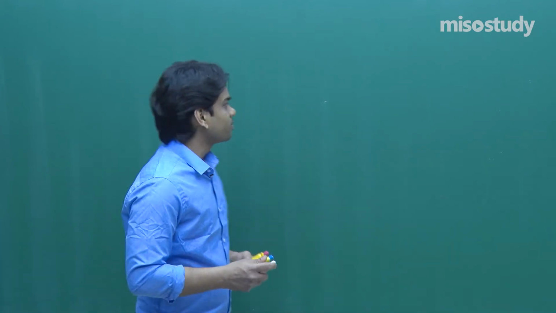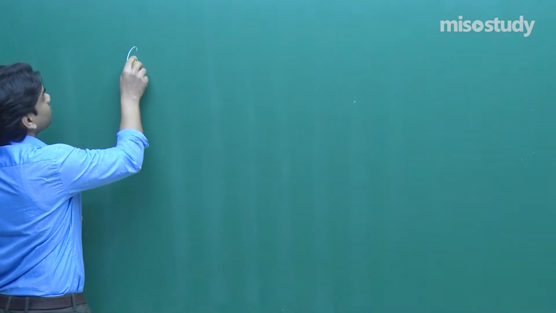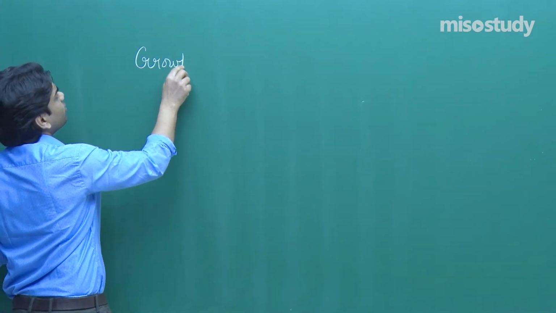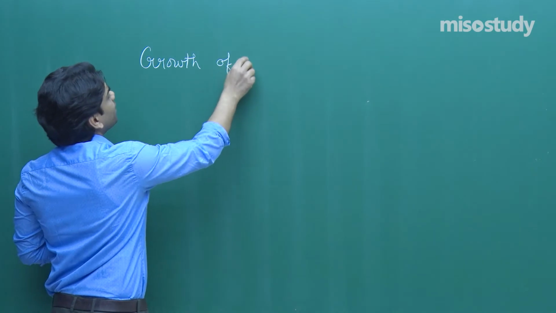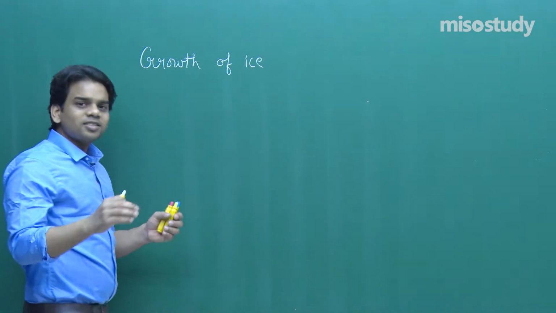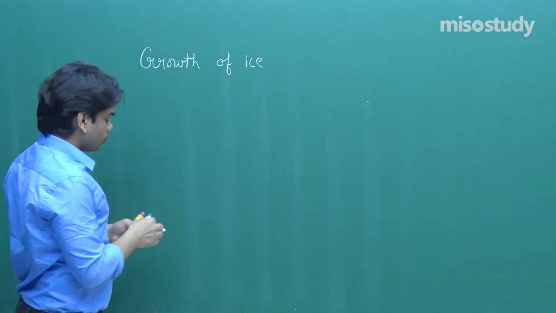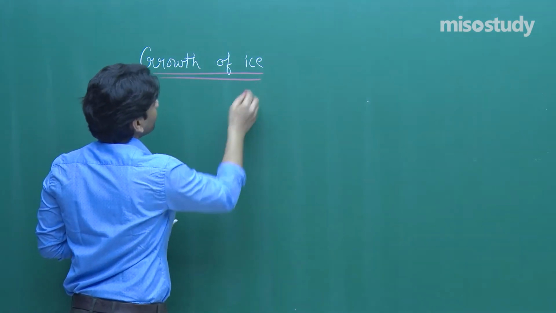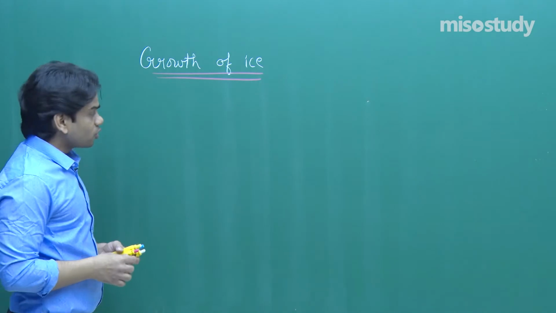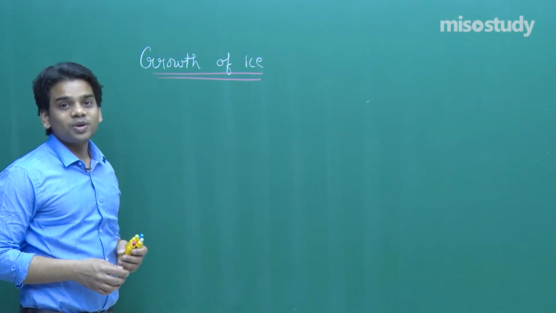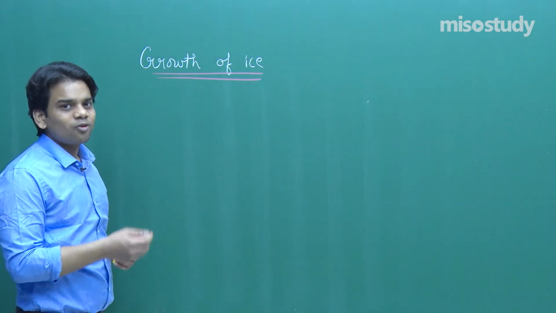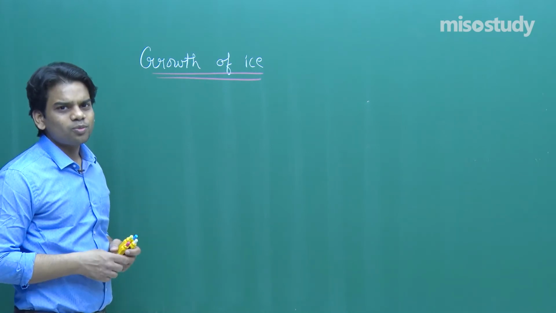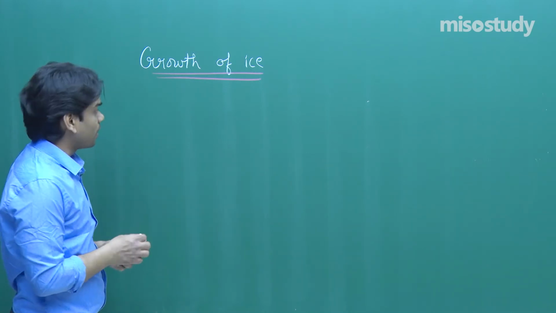Let's understand the growth of ice. You will find that ice layers are formed on lakes in very chilly winters. You must have observed this. So let's see how this growth of ice depends on time, that is, what thickness of ice will be formed as time passes on.